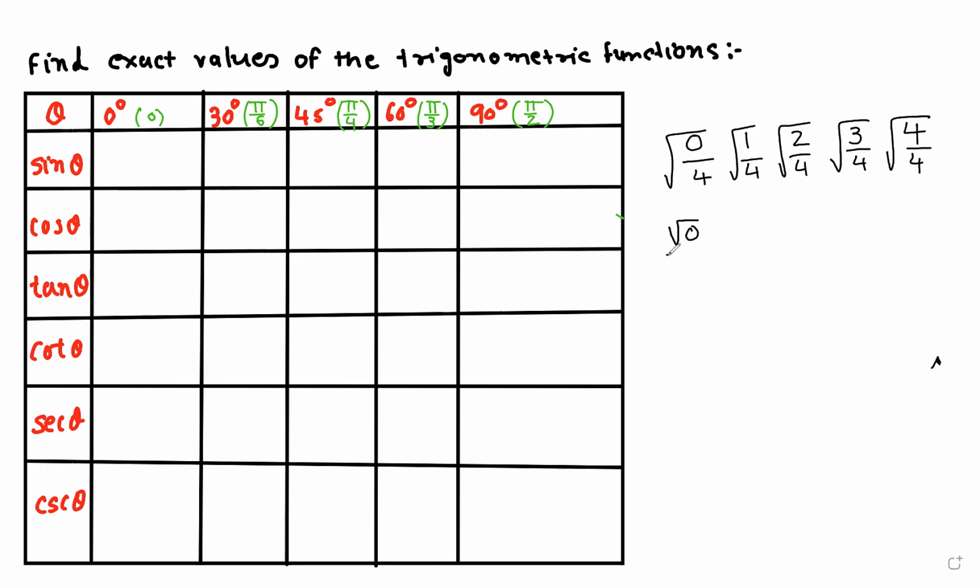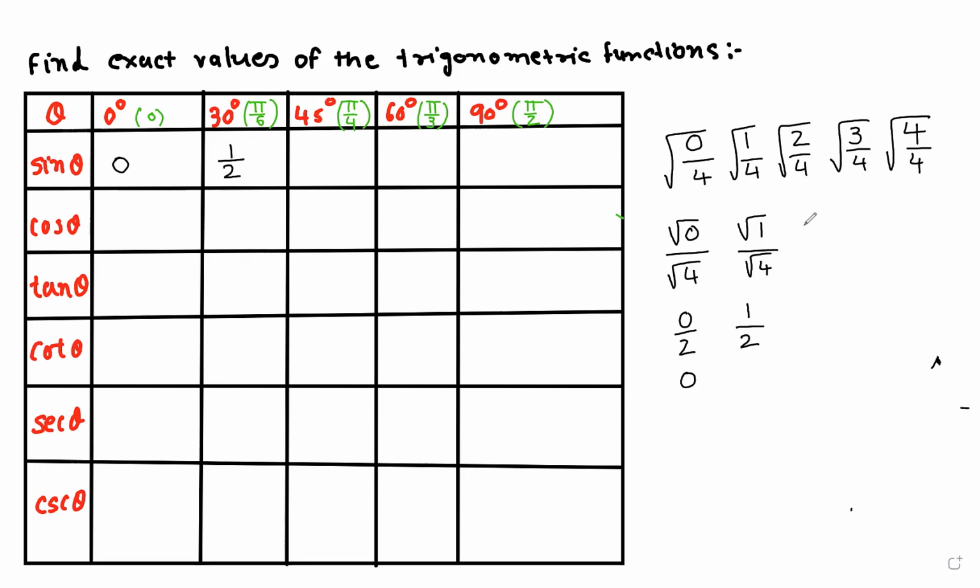Square root of 0 over square root of 4, which is 0 over 2, which is 0. So that value goes as sine of 0 is 0. Square root of 1 over square root of 4, which is equal to 1 over 2. That value goes as sine 30 degrees, which is 1/2.